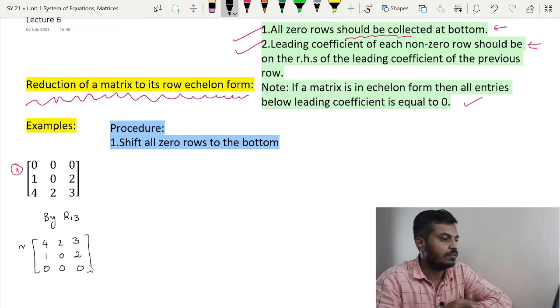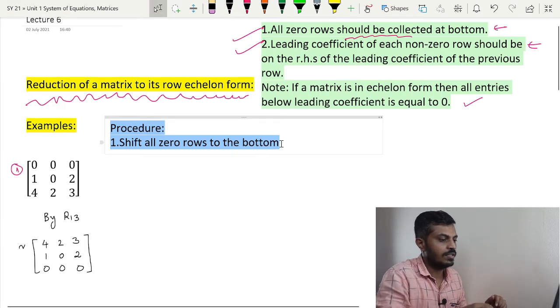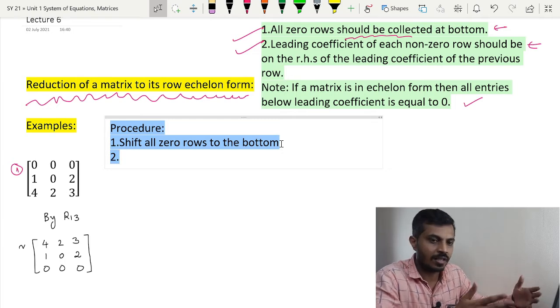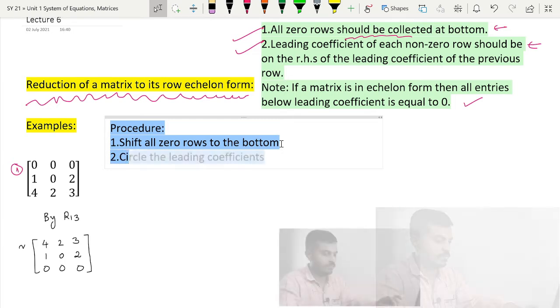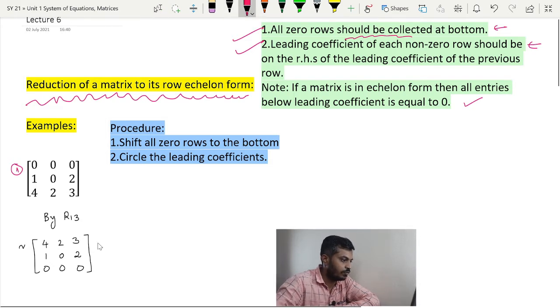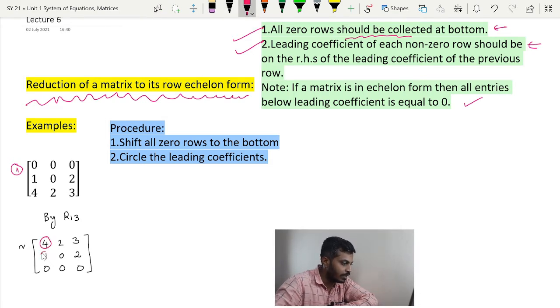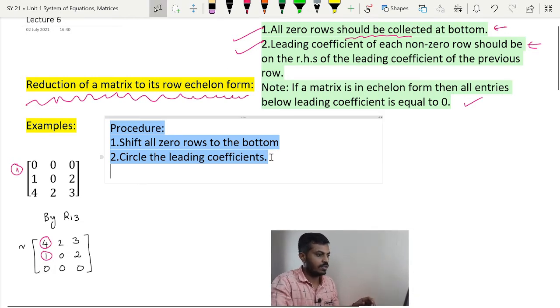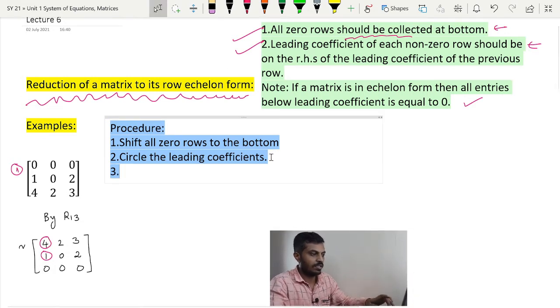Now once we are done with this, we will move towards the second step, and the second step is to circle the leading coefficients. So now let us circle it. So what are the leading coefficients? 4 and 1 are the leading coefficients. Now once we circle the leading coefficients, our next step is to arrange these rows in appropriate order.